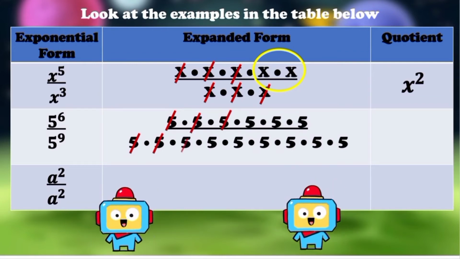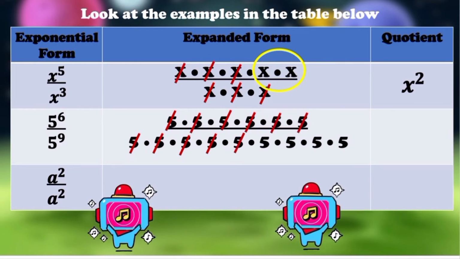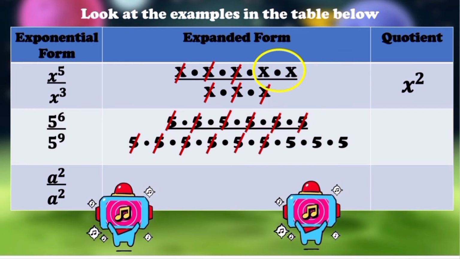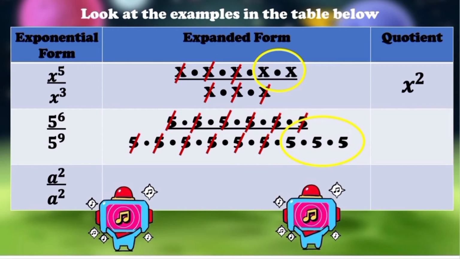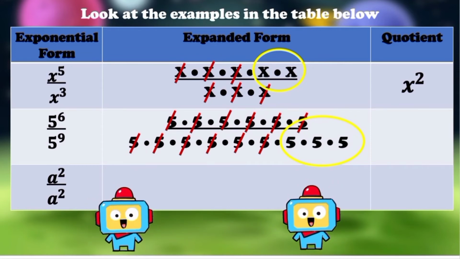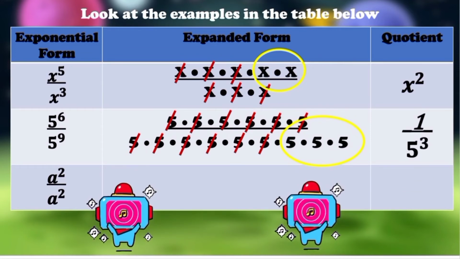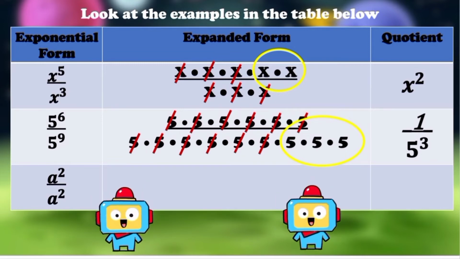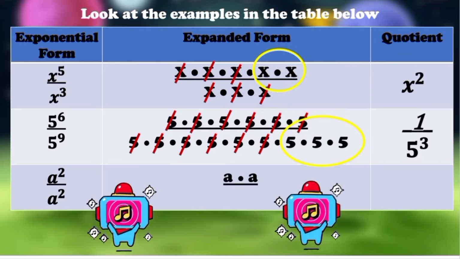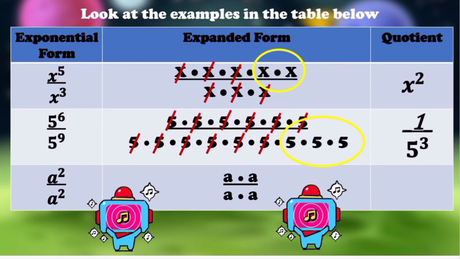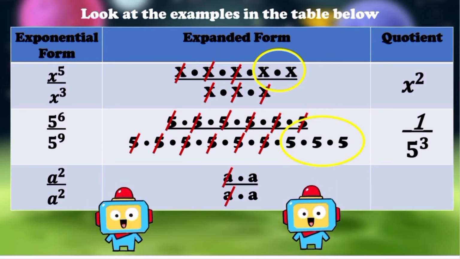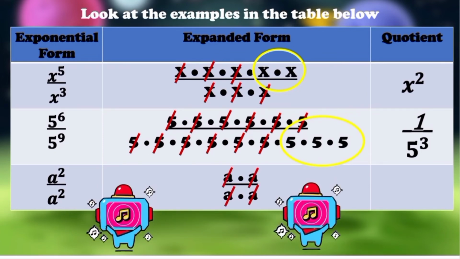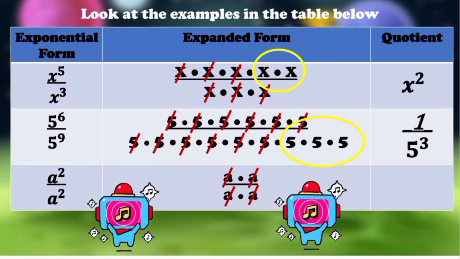Just continue the process. Now we have 3 remaining 5s in the denominator. Now we have 1 over 5 cubed. Then we have a squared over a squared. We have 2 a's in the numerator and 2 a's in the denominator. We can cancel out a and a, giving us the value of 1.